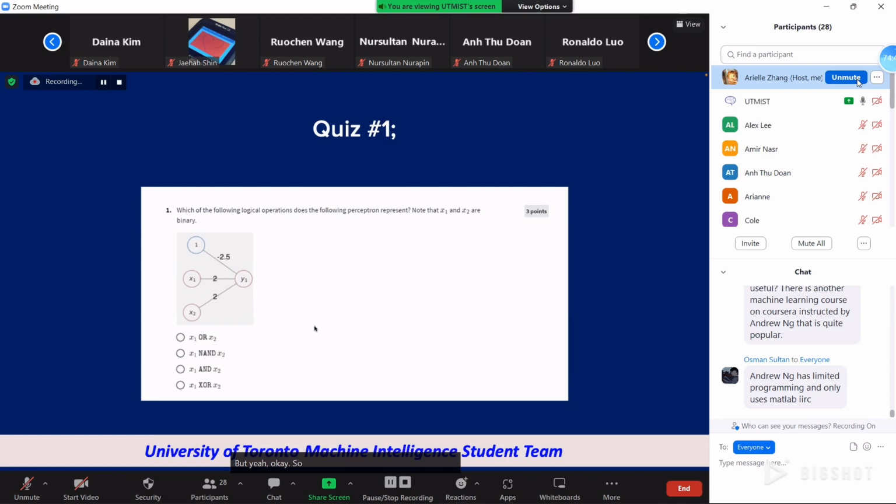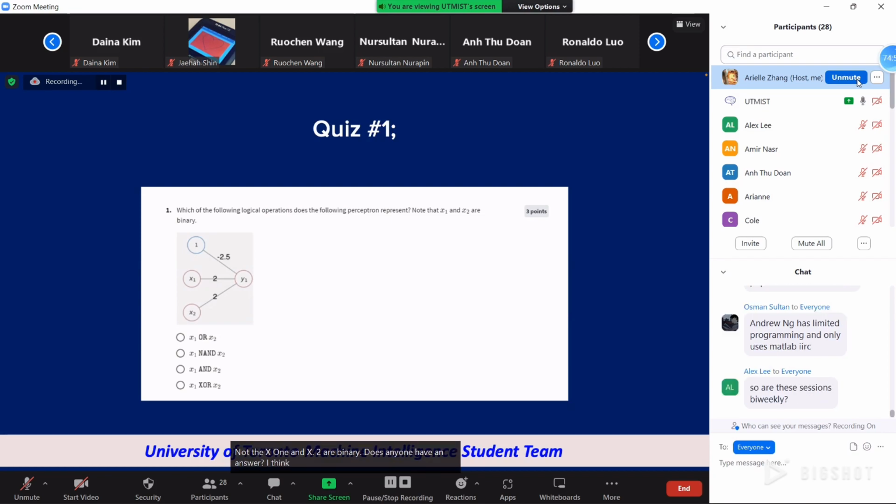Okay, so which of the following logical operations does the following perceptron represent? Note that x1 and x2 are binary. Does anyone have an answer? I think that would be way too fast for someone to answer that.